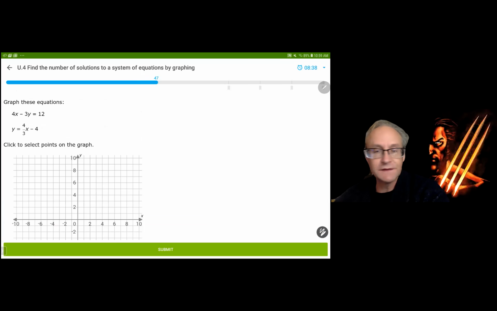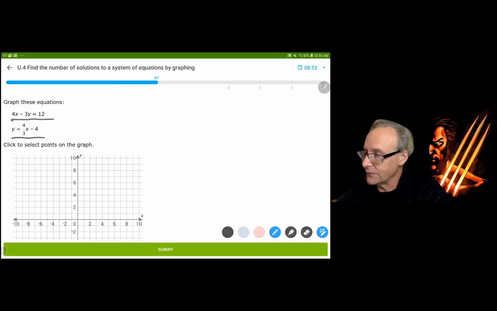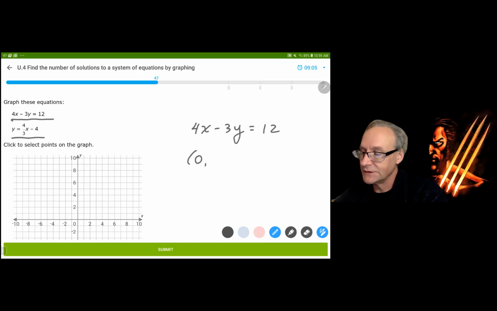This one, I suspect, may have no solutions because we have an equation in standard form and we have an equation in slope-intercept form. Well, when I have an equation in standard form, I love to use the intercepts. 4x minus 3y equals 12. I've taught this before, but I'm going to do it again. I'm going to substitute 0 for x, just like I do when I want the y-intercept in this one.